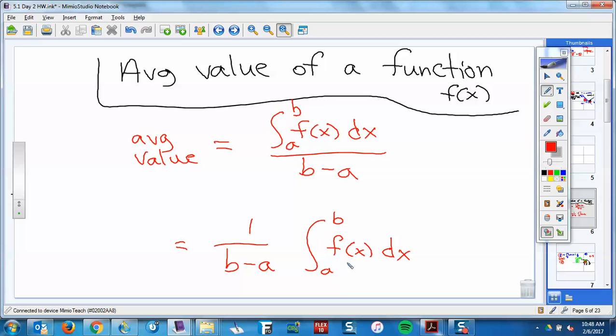But this isn't bad either. So sometimes you see this. I want you to think of it as the average value of a function. Okay? Average value of a function comes from taking the area under the function divided by the width.